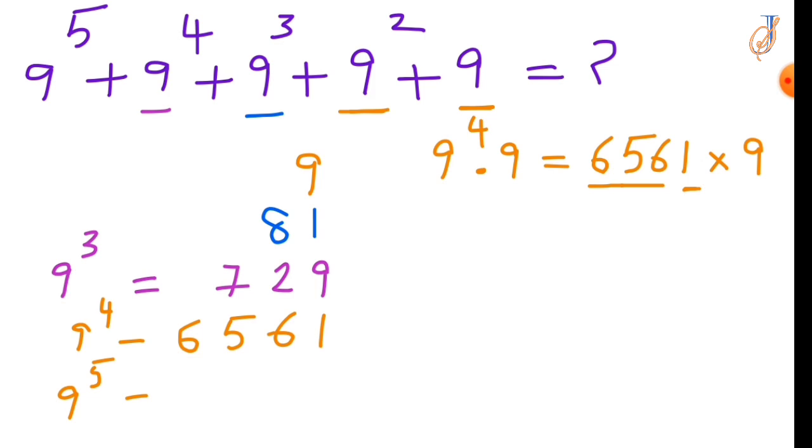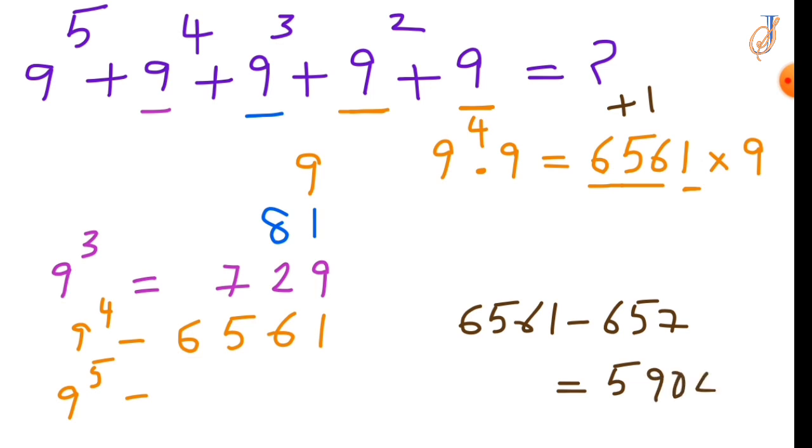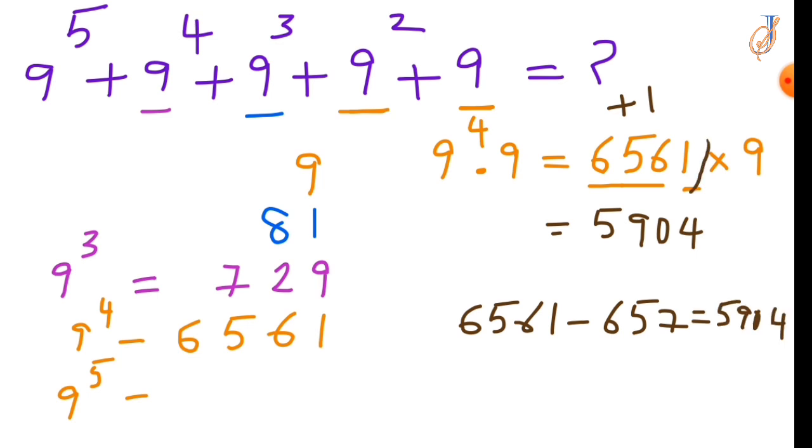So for the first digit, that means for the 656, you have to add 1. So if you add 1 for the 656, you will get 657. So you have to subtract the 657 by 6561. Subtracting, you will get 5904, isn't it? So just write 5904. Now take the second number, which we have 1.